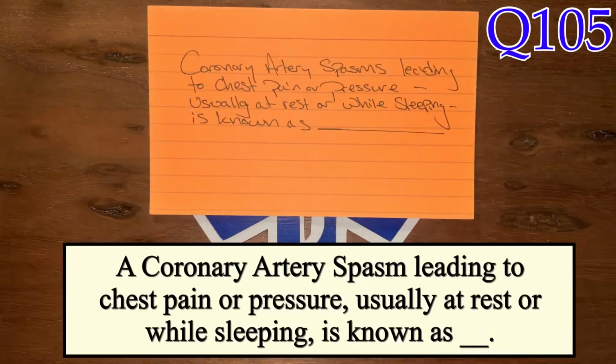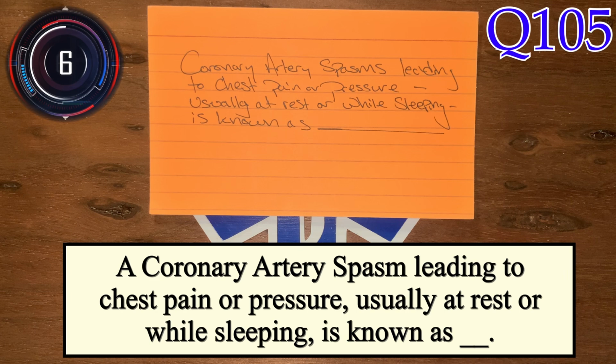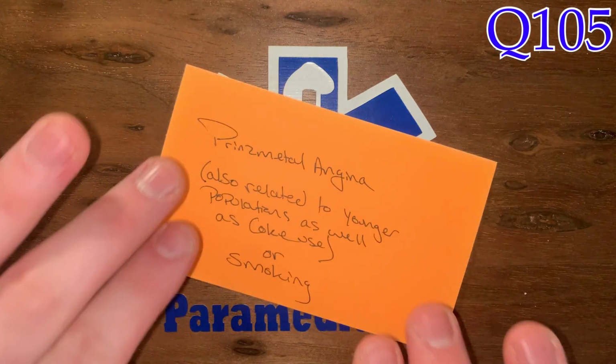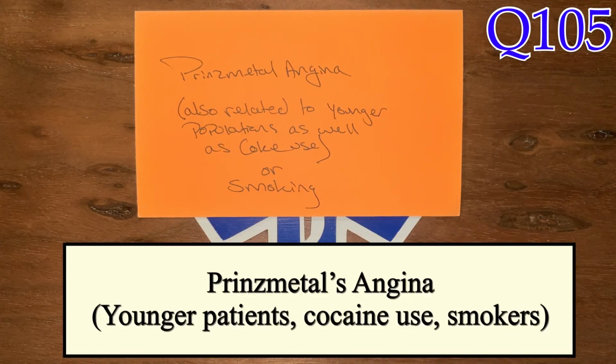A coronary artery spasm leading to chest pain or pressure, usually at rest or while sleeping, is known as blank. So this is going to be one of your STEMI mimickers. It's known as Prinzmetal's angina, and it can occur while at rest or while sleeping. It doesn't have anything to do with typical angina or coronary artery disease, but rather is a spasming of the coronary arteries. This can cause chest pain and chest pressure.